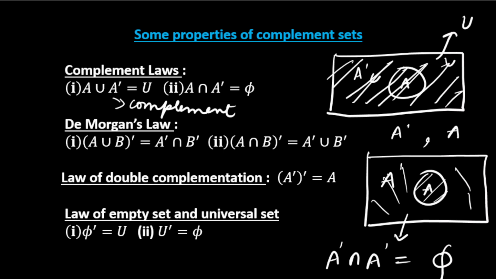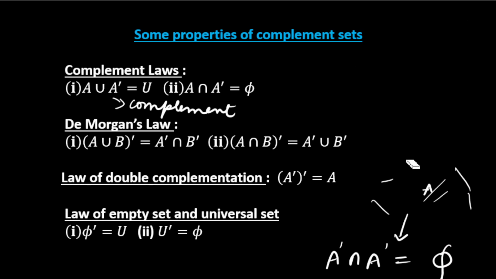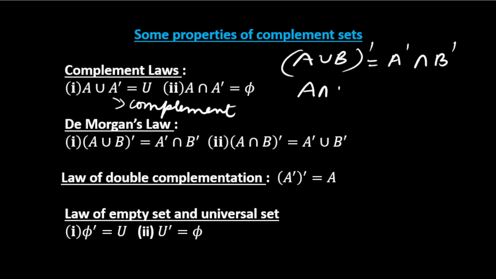Now next we have De Morgan laws. De Morgan laws are very important because so many questions we can solve with the help of these laws. So what are these? A union B, if we take its complement, is equal to A complement intersection B complement. And the other one is, if we do intersection of A and B and take its complement, then the answer will be A complement union B complement.